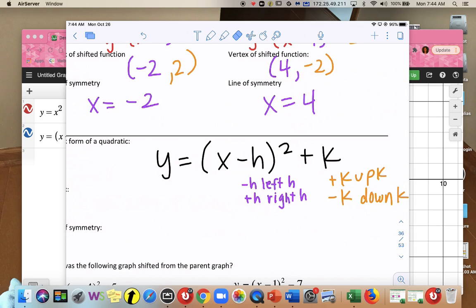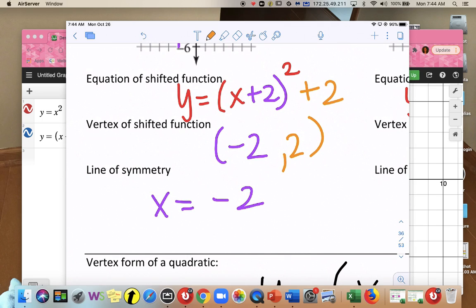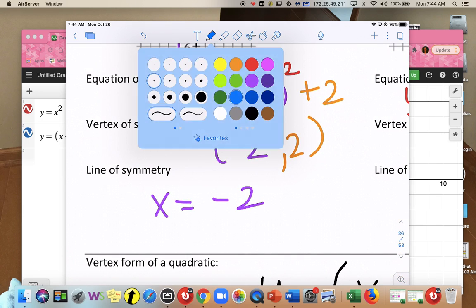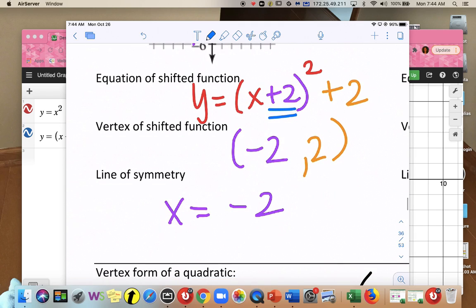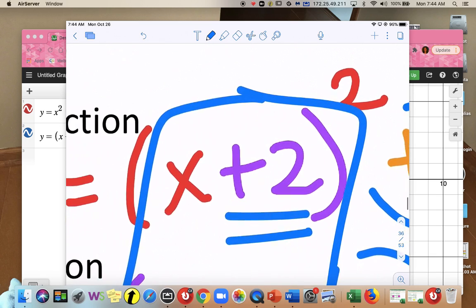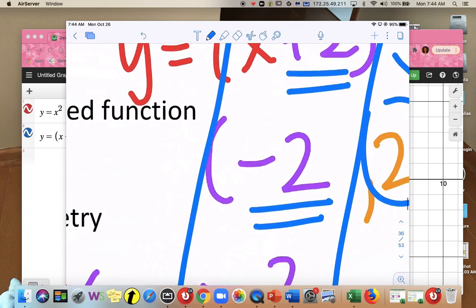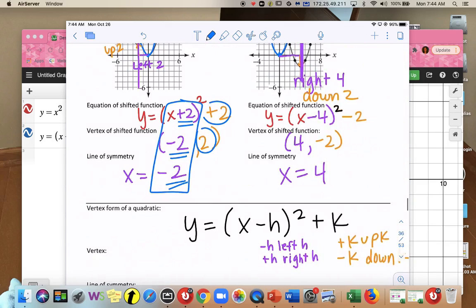So just like the patterns that we've noticed in the previous sections of this chapter, the vertex, though, will be the opposite of the h value. So here, if my h value is +2, the vertex will be -2. Now, whatever's on the outside, that stays the same. And our line of symmetry, again, is the opposite of what's in the parentheses. So if the parentheses is +2, that means left 2. Our vertex will be -2, our line of symmetry -2. And that works for this one as well.